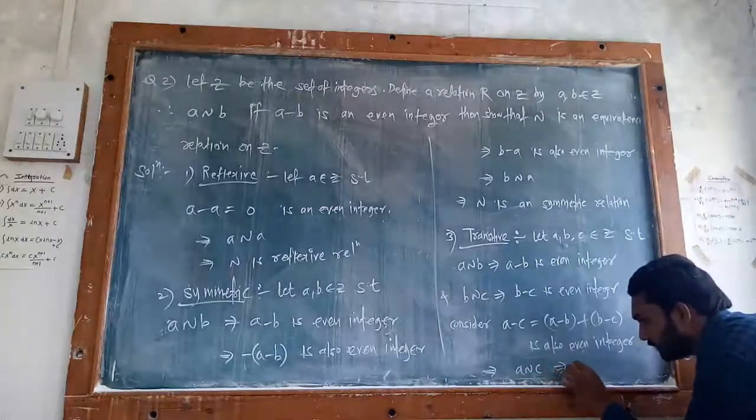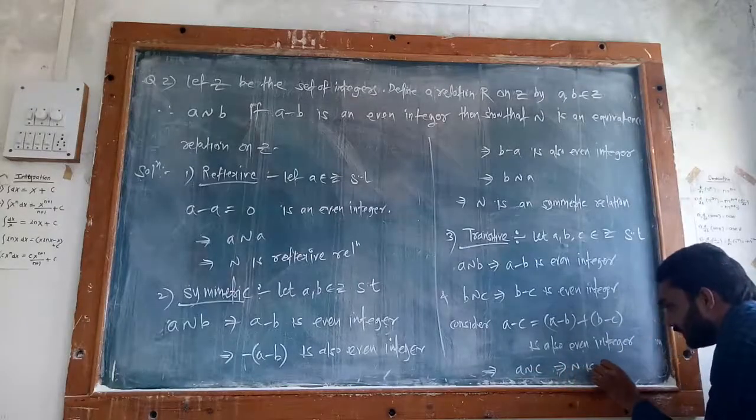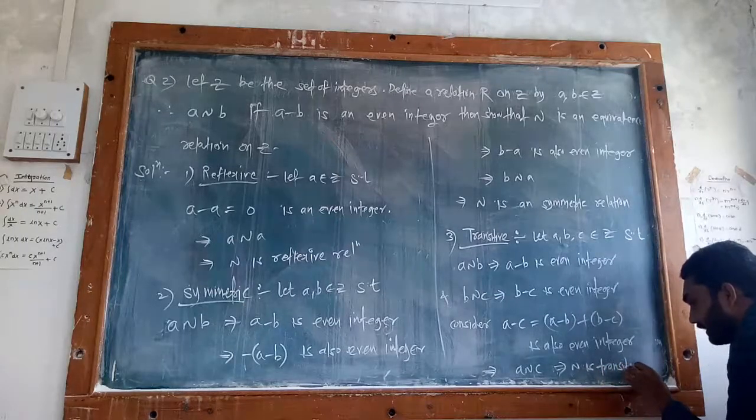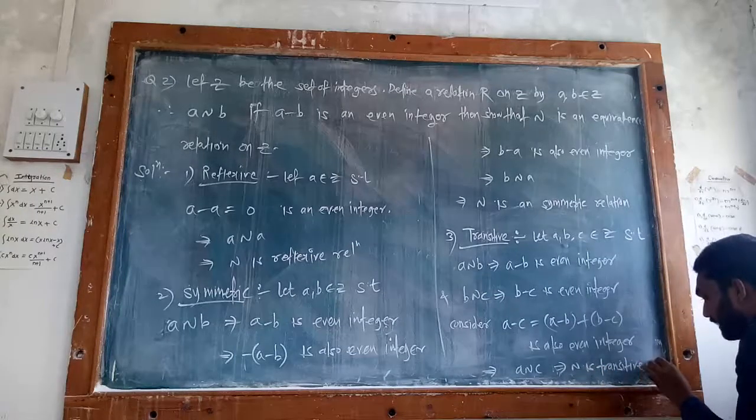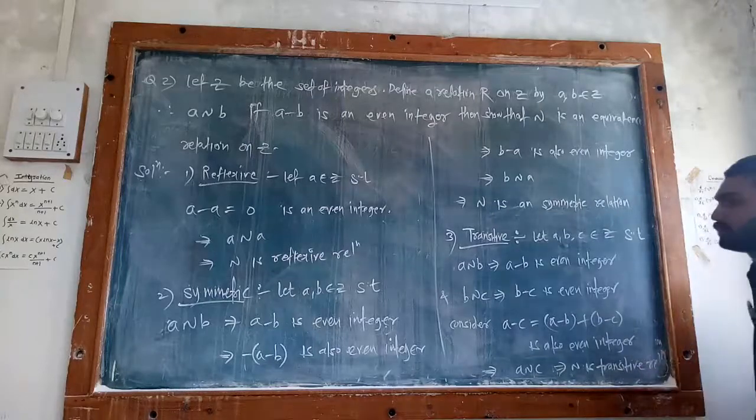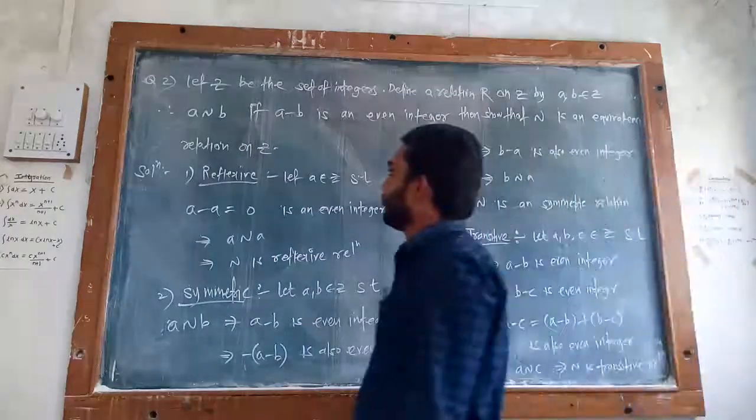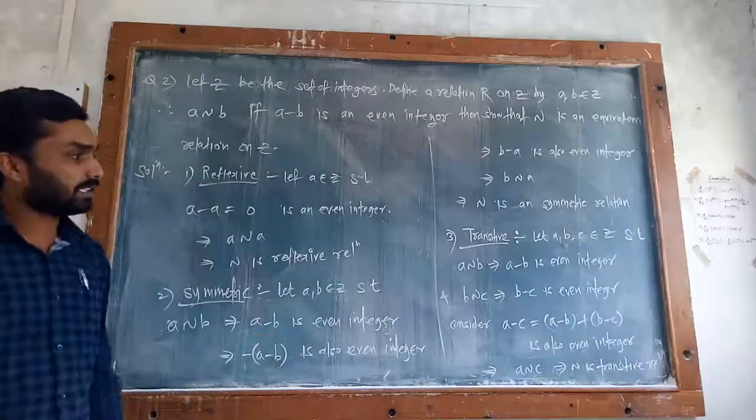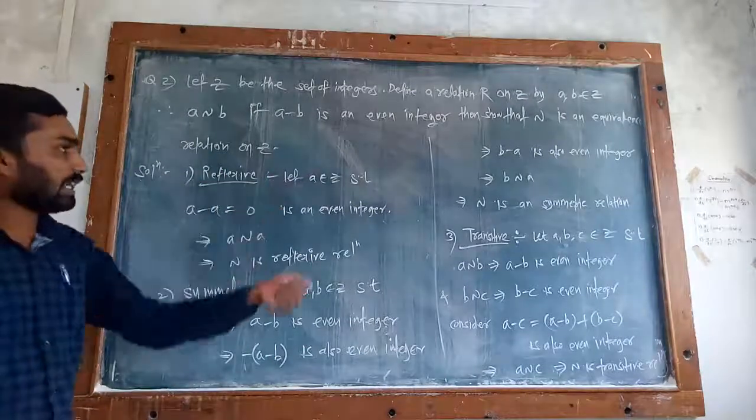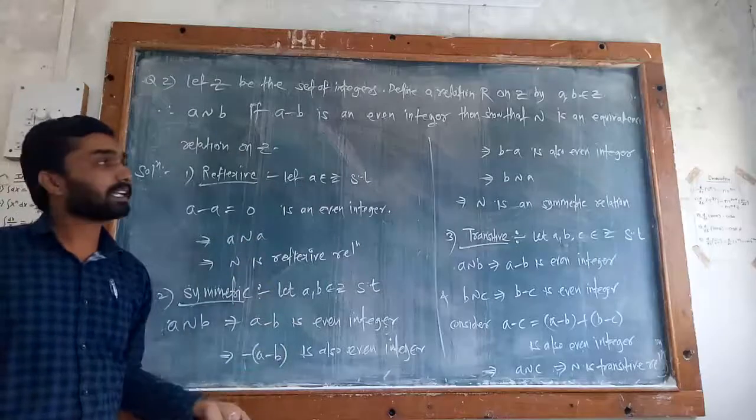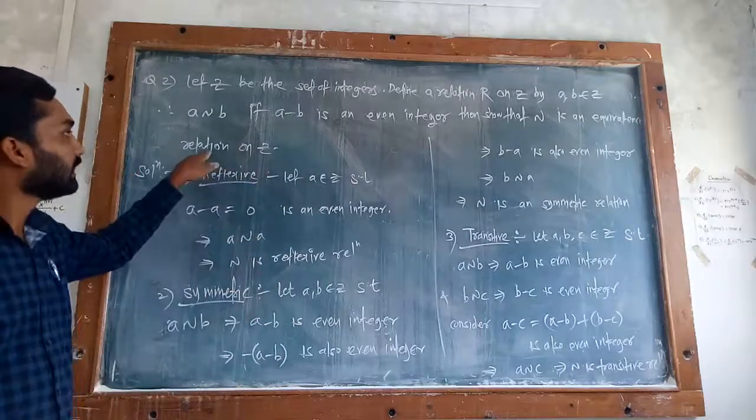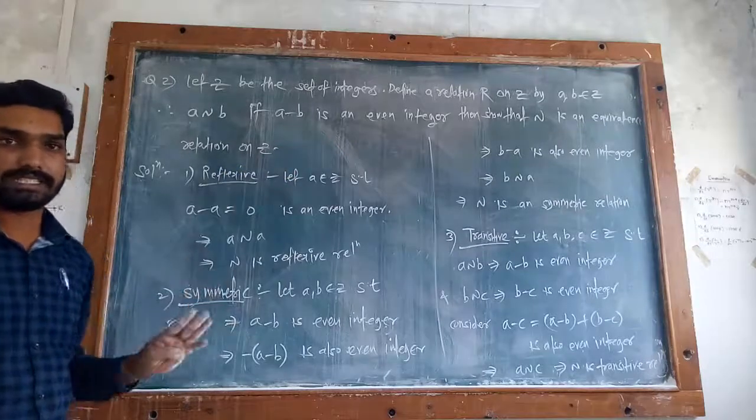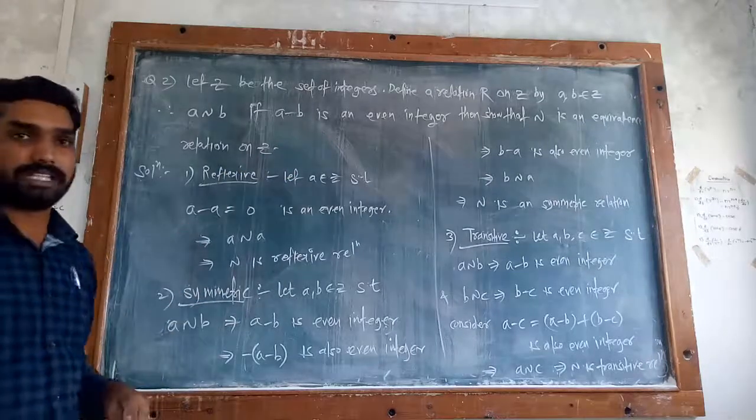So that implies equivalence is a transitive relation, right? So we have this given relation is a reflexive relation, the second one is a symmetric relation, the third one is a transitive relation. This equivalence satisfies all these three properties. Therefore, this is an equivalence relation on the set of integers. Okay, this is your example.